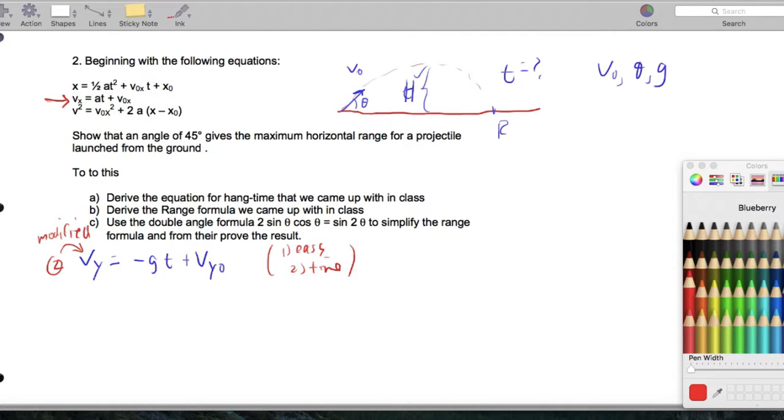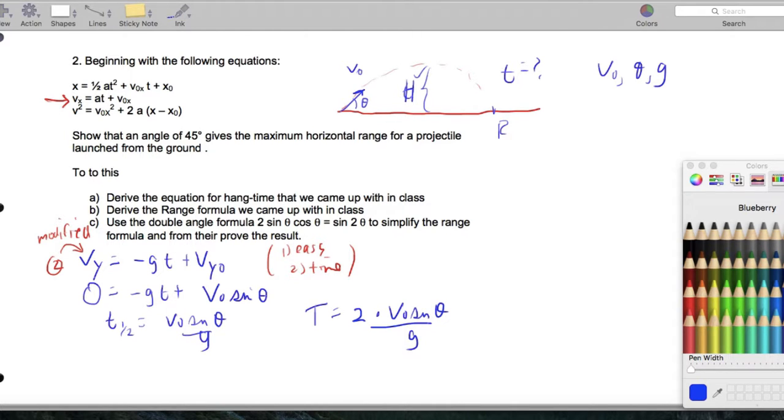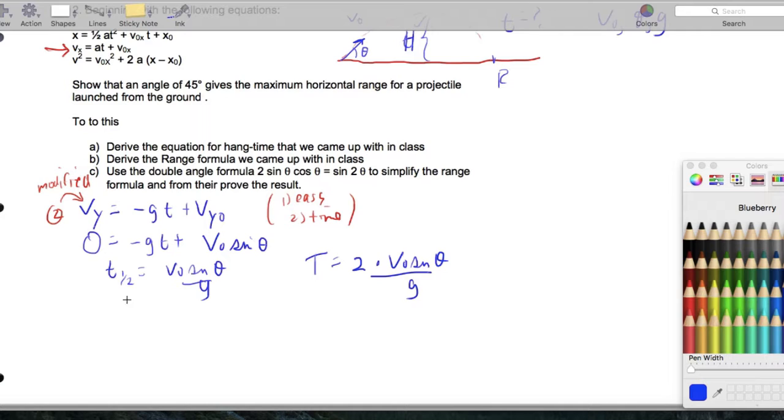Now, keeping this in mind, when we reach the very top of the trajectory, the speed in the y direction vanishes. We have negative gt plus v naught sine of theta. So half of the time, just the time to get up, is v naught sine theta over g. And so the total hang time is going to be double that. Sweet. Now that's part A.